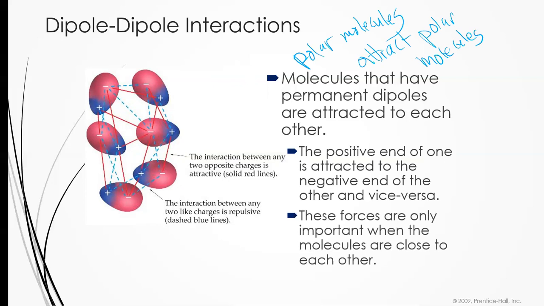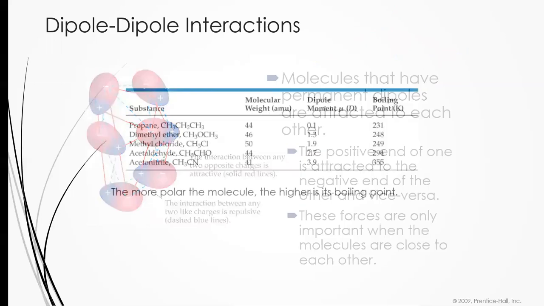But this matters most when the molecules are close to each other. As we move them away from each other, that strength will drop off in the same way that all of our Coulombic interaction strengths drop off. So you can kind of see that here.